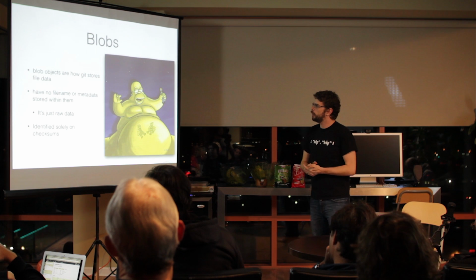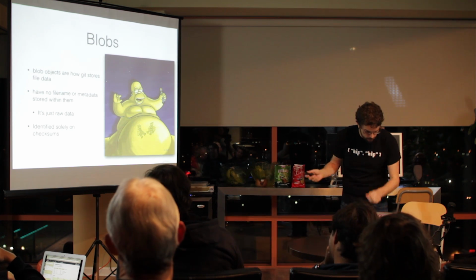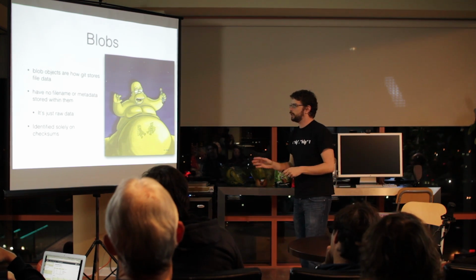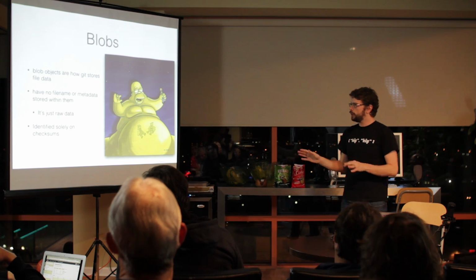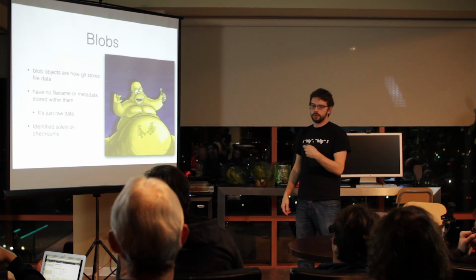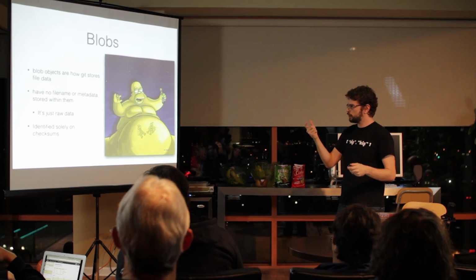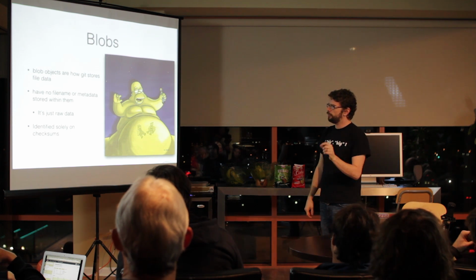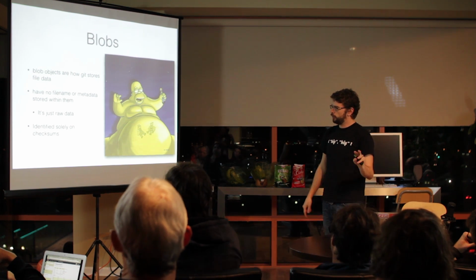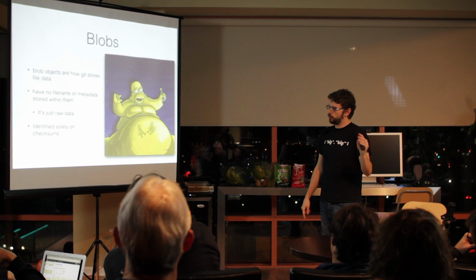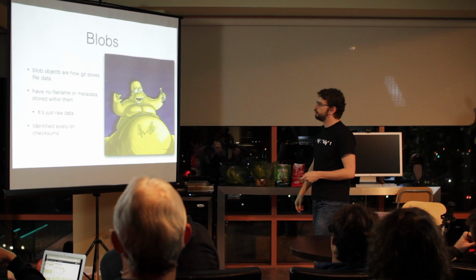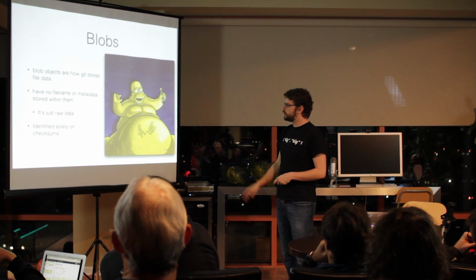All right, so blobs. Blobs are how Git stores file data. They have no metadata, no file name or anything. It's just the object identifier. If you're interested in the way Git stores the objects, they have the SHAs, and the first 2 digits make a directory in that objects database I mentioned earlier, in .git. Inside of that is the remaining part as a file name for the blobs, and trees and everything else. It's just raw data.